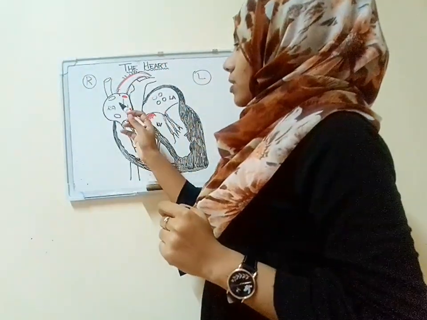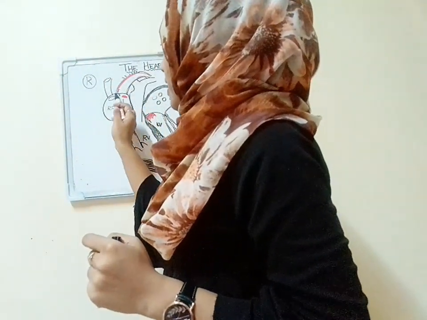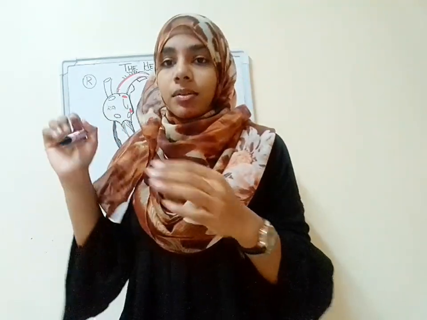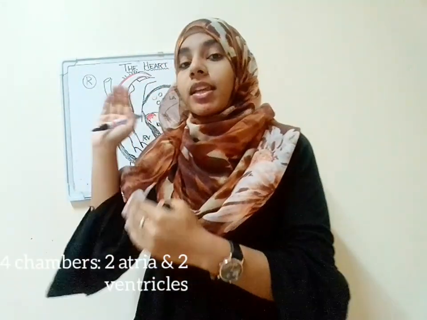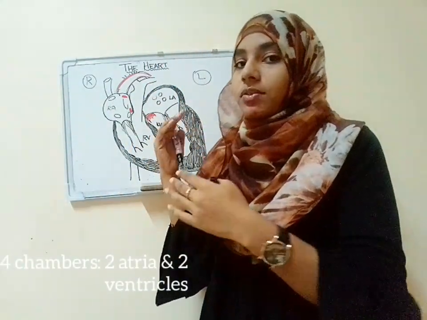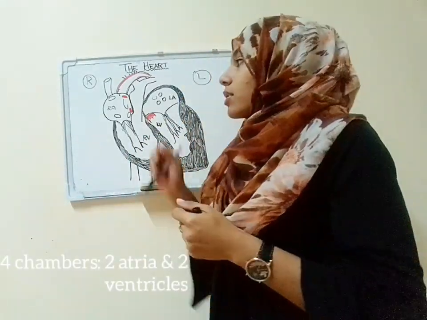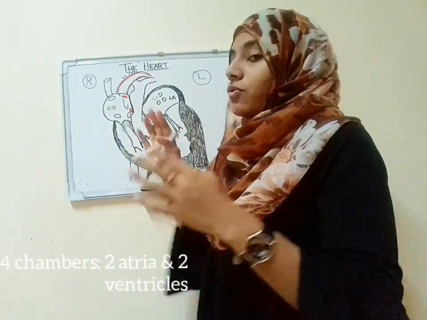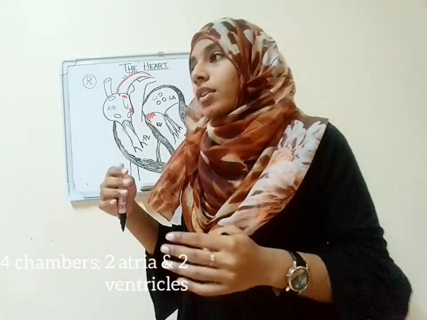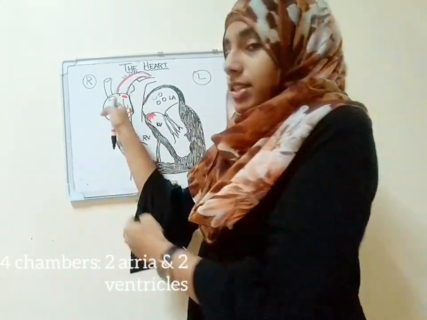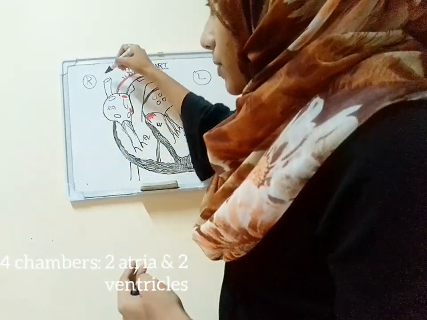So the right atrium has the blood. Basically, the right side of the heart receives the deoxygenated blood and the left side of the heart receives the oxygenated blood. The deoxygenated blood is carried from all over the body, from the venous system, and deposited to the right atrium. So the right atrium receives blood from the superior vena cava.